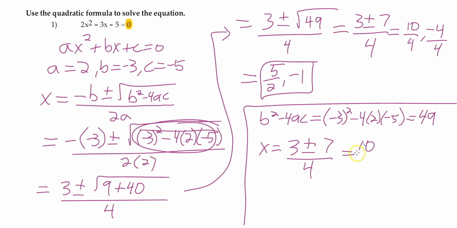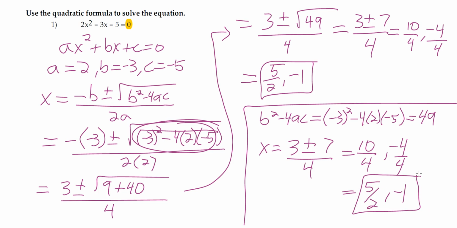And then we from here get the 10/4 and the negative 4/4, getting us our final answer, 5 halves and negative 1. Obviously, same answer. We're using the quadratic formula. But my key is doing the discriminant first, so that I don't have to keep rewriting the 3, the plus or minus, the divide, the square root, the 4, basically 4 times. I just have to write it basically once.